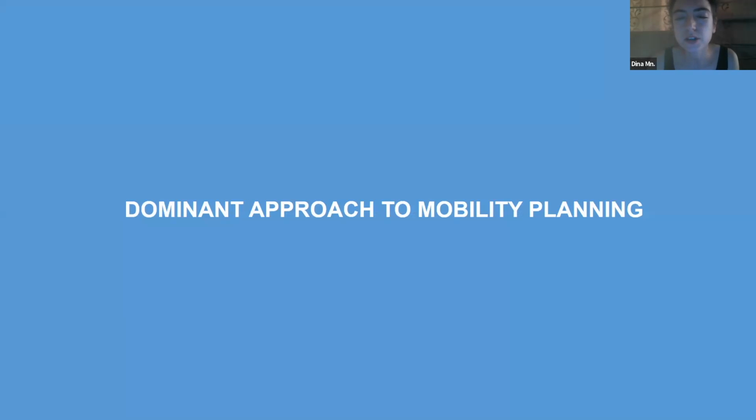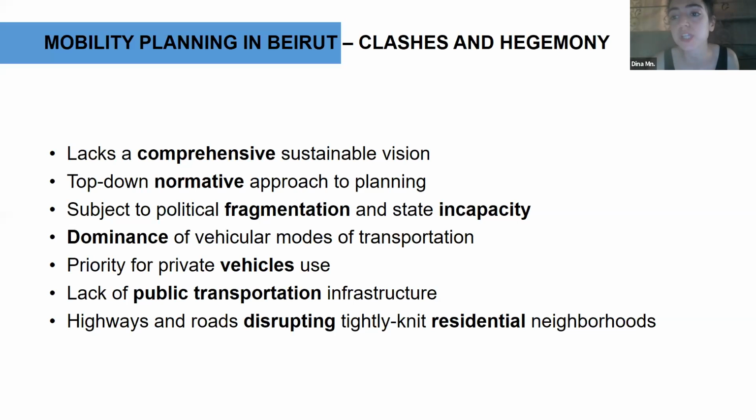This dichotomy in the pedestrian experience in Beirut is actually the product of years of a dominant approach to mobility planning, an approach that always lacked a comprehensive, sustainable vision. It favored a normative approach to planning. It was subject to political fragmentation and state incapacity, and it always favored the dominance of vehicular modes of transportation, favoring the use of private vehicles, the lack of public transportation infrastructure, and it has also resulted in highways and roads disrupting tightly knit residential neighborhoods.